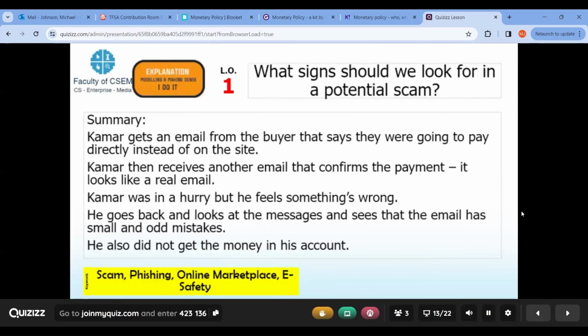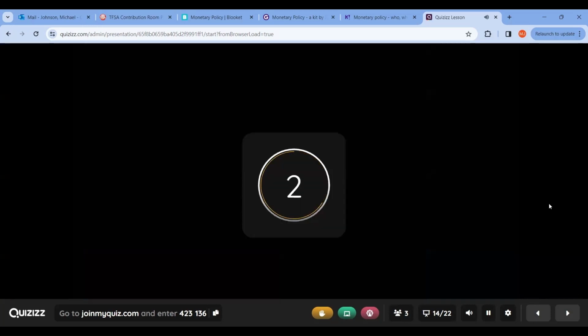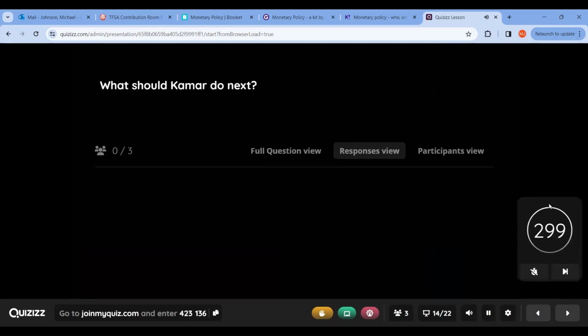Summary: Kamar gets an email from the buyer that says they are going to pay directly instead of on the site. Kamar then receives another email that confirms the payment. It looks like a real email. Kamar was in a hurry but feels something is wrong. He goes back and looks at the messages and sees the email has small and odd mistakes. He does not get the money in his account. So what should Kamar do next?